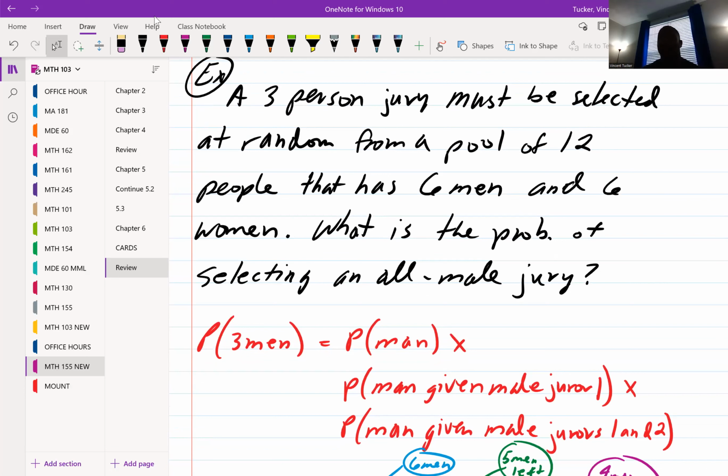So we're looking at the probability of getting 3 men. So we're looking at the probability of selecting a man first, the probability of selecting a man given that the first person was a male, then the probability of selecting a man given that the first and second persons were male. And we're multiplying these together.